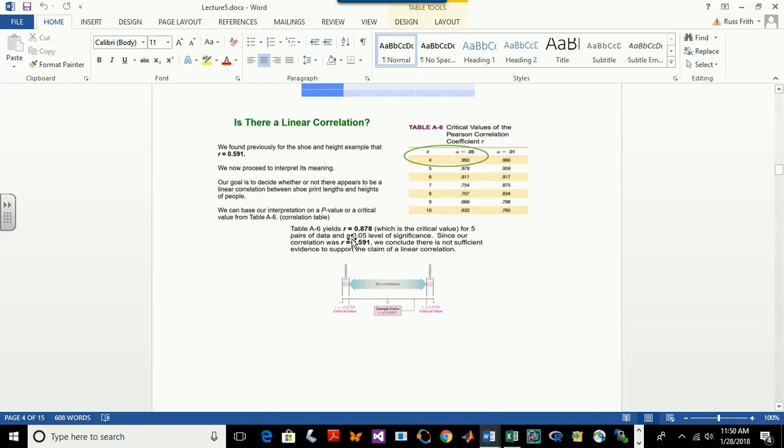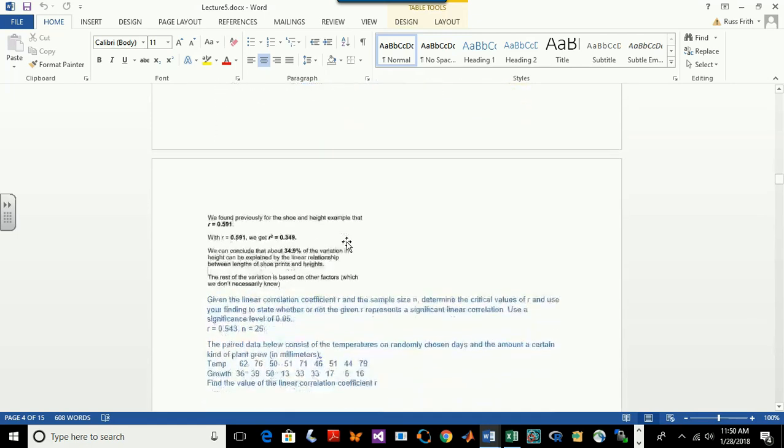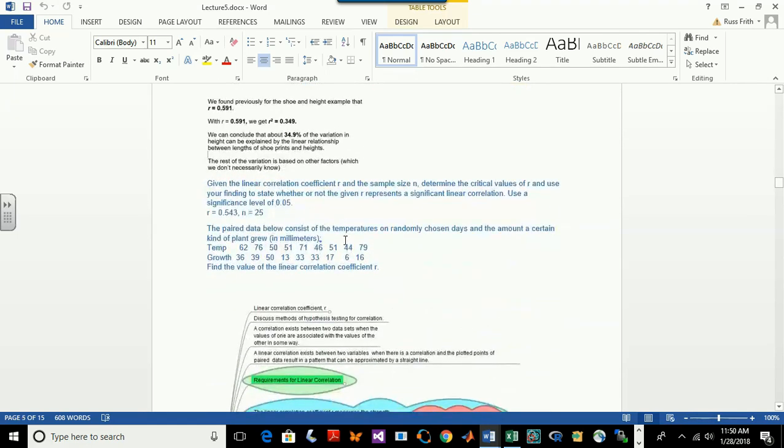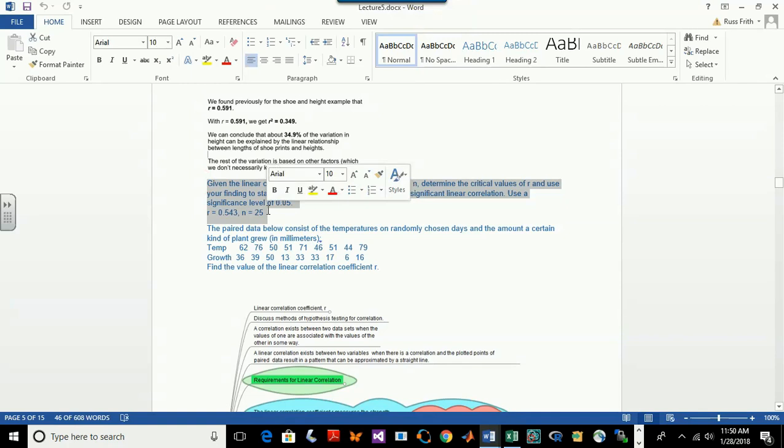Okay, so no linear correlation at the 95% level. So let's see, can we work some problems? Okay, so given the linear correlation coefficient R and the sample size n, determine the critical values of R and use your finding to state whether or not the given R represents a significant linear correlation. So alpha is 0.05, n is 25.